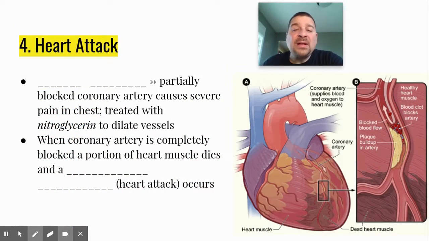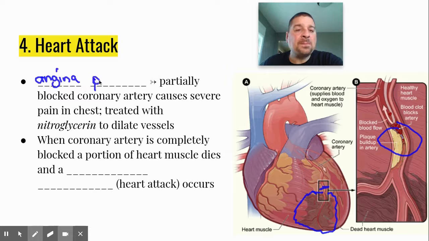Number 4, many of you have probably heard about a heart attack. You hear about someone having a heart attack. What happens is these coronary arteries that feed the heart become blocked with plaque buildup. If the block is happening here, then this area of heart muscle can no longer get oxygen and nutrients. And this will cause severe chest pain called angina.